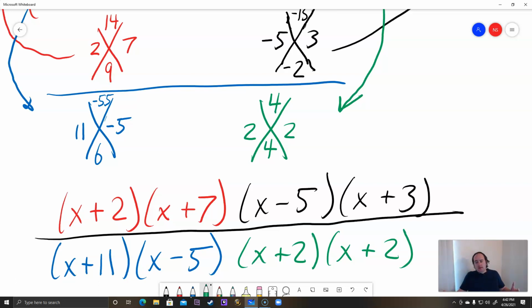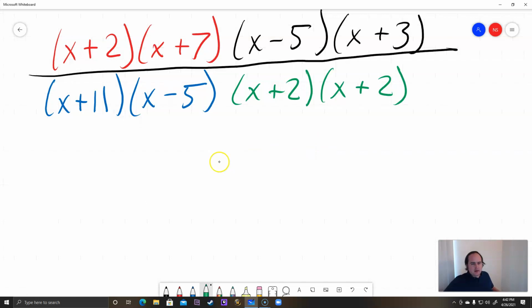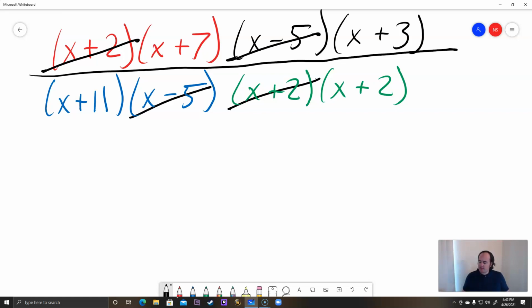Okay, and thankfully, we've actually factored all this. Whew, that was a lot of work. Okay, and then all we have to do here is cross out any common factors. So things that cross out here is, I see there's an x plus 2 on the top and the bottom. Those cross out. There's also an x minus 5 on the top and the bottom. Those cross out. But then beyond that, nothing else crosses out.